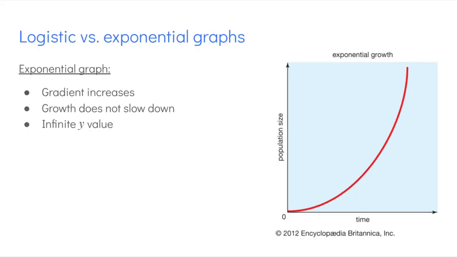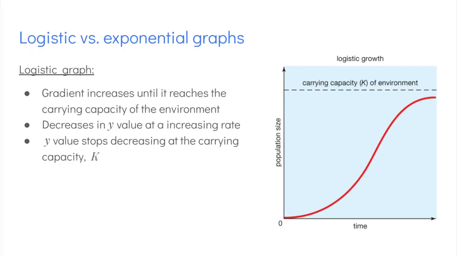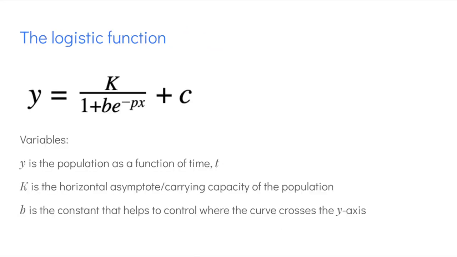Now, let's look at the difference between the two graphs. An exponential graph has a gradient that always increases and the growth does not slow down, and it has an infinite y value. A logistic graph, however, has an increasing gradient until it reaches the carrying capacity of the environment, and it will decrease in y value at an increasing rate. The y value stops decreasing at the carrying capacity K. Here is our model equation for the logistic function graph.